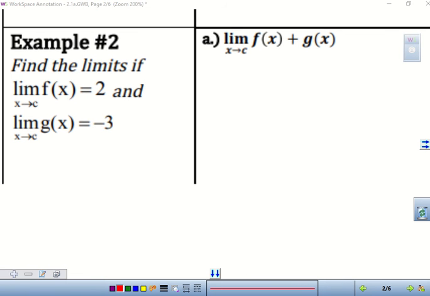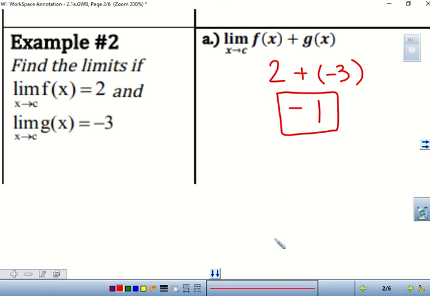So even for, say, the next question, we're going to evaluate the limit where they give us information about the function. So in this one, we're evaluating the limit as x approaches c. What is the limit of f of x as x approaches c? 2. Good. And then what is the limit of g of x as x approaches c? Negative 3. Good. 2 plus negative 3 is? Negative 1.